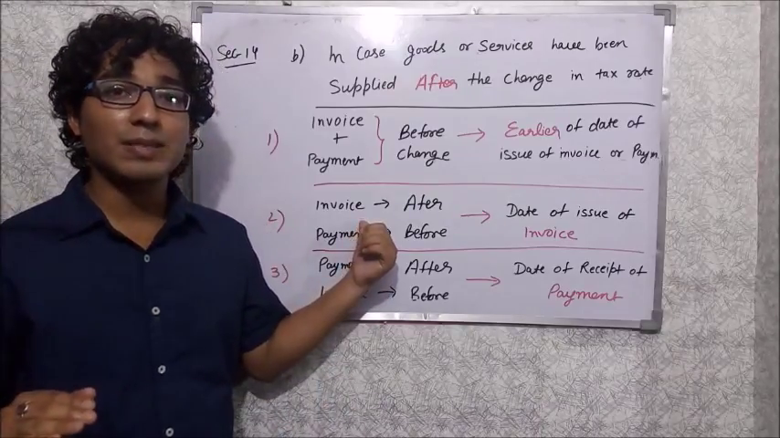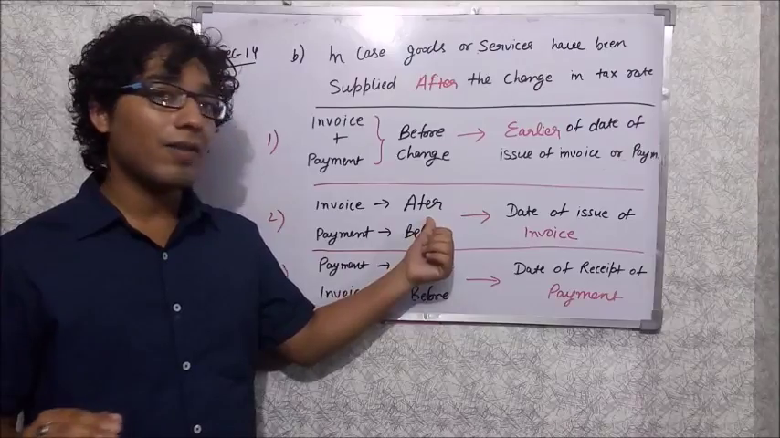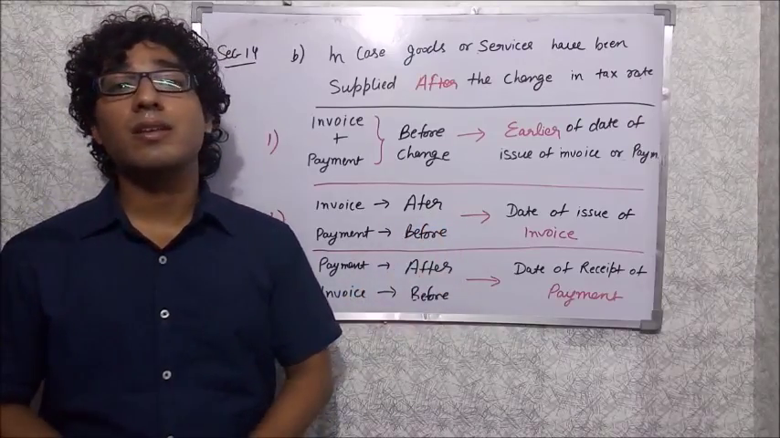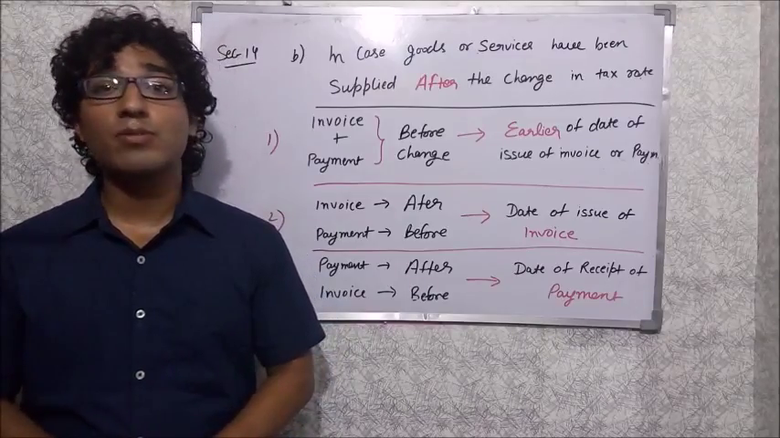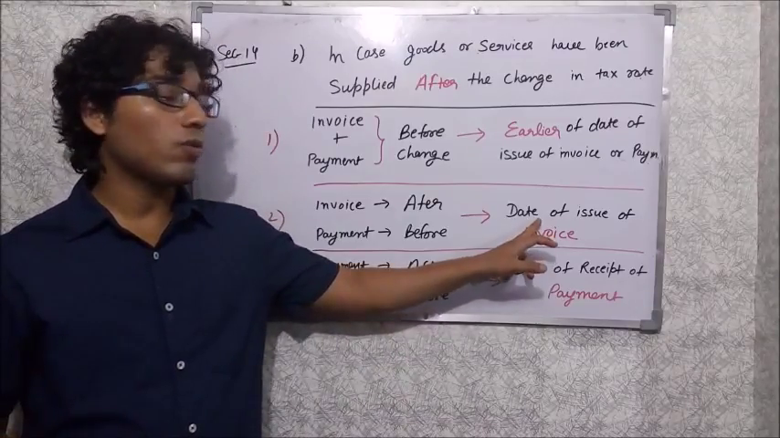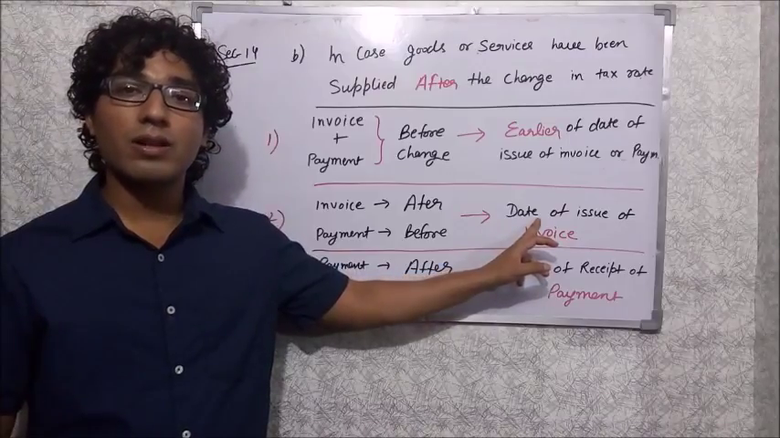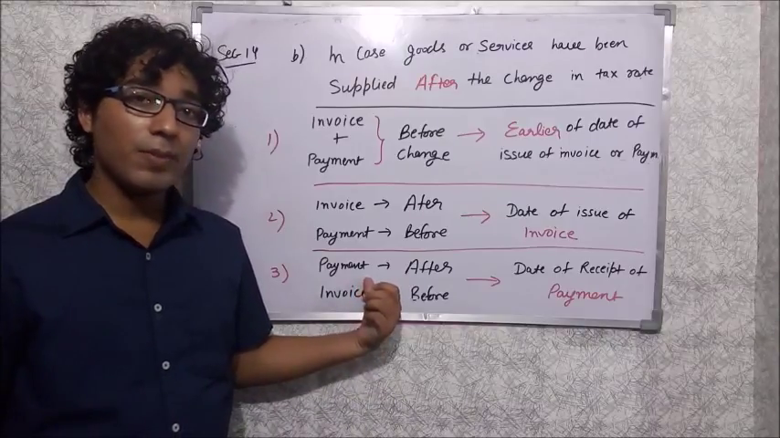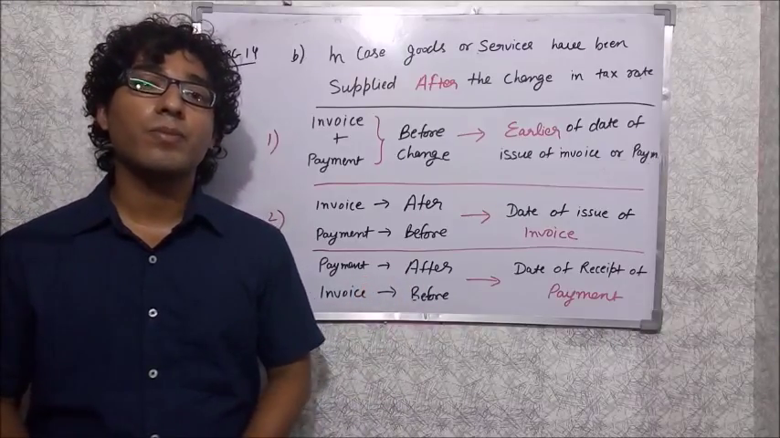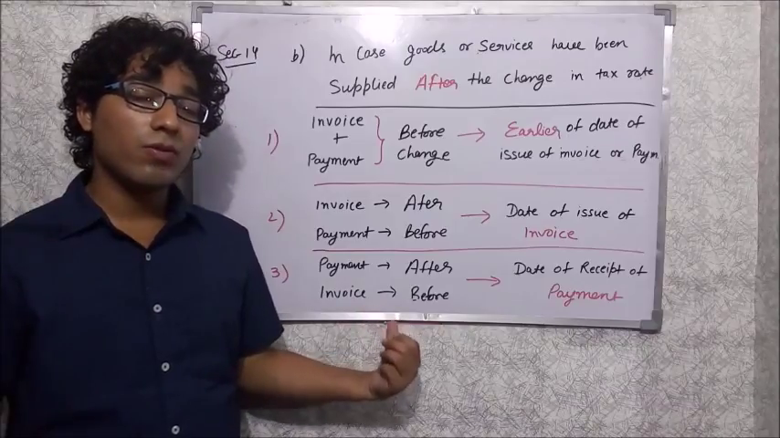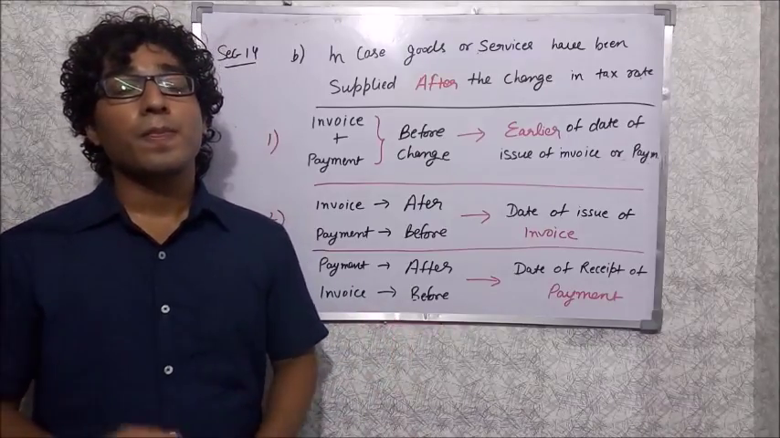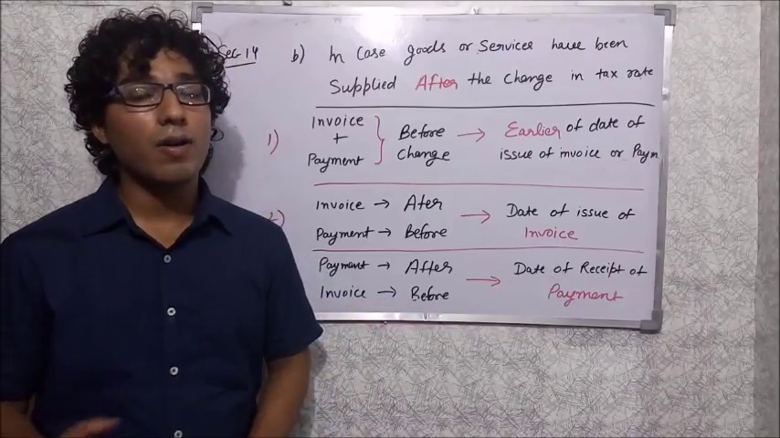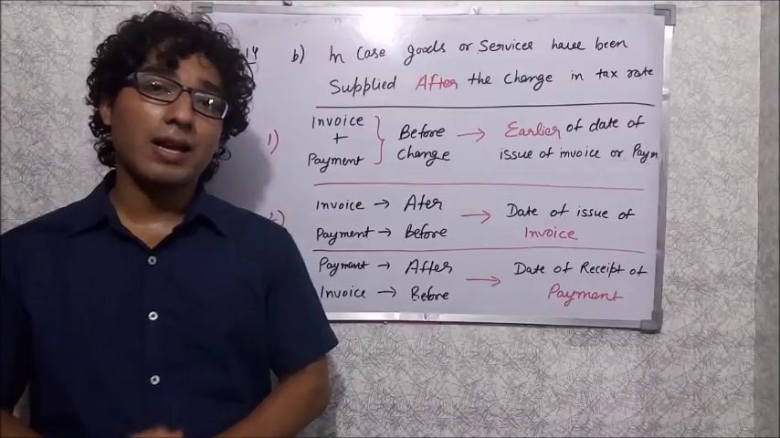And in the second sub situation, when you issue the invoice after the change in rate of tax, but you receive the payment before the change in rate of tax, then in this case the time of supply of goods or services will be the date of issue of invoice, which is after the change in rate of tax. And in the third sub situation where you make the payment after the change in rate of tax, but you receive the invoice before the change in rate of tax, then the time of supply of goods or services will be the date of receipt of payment, which is after the change in rate of tax.